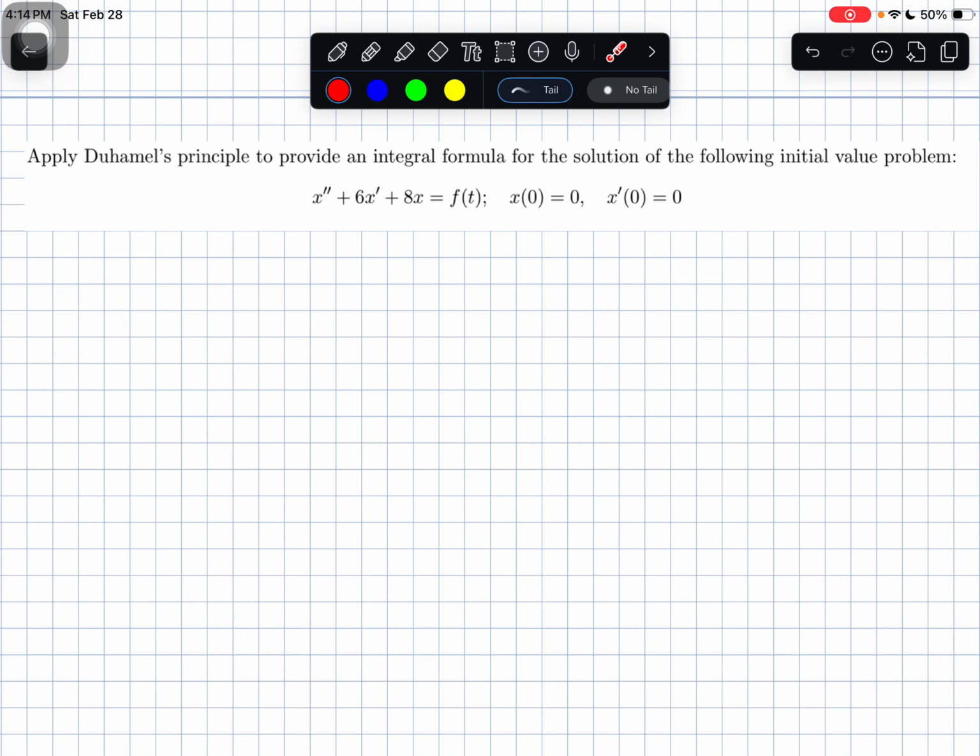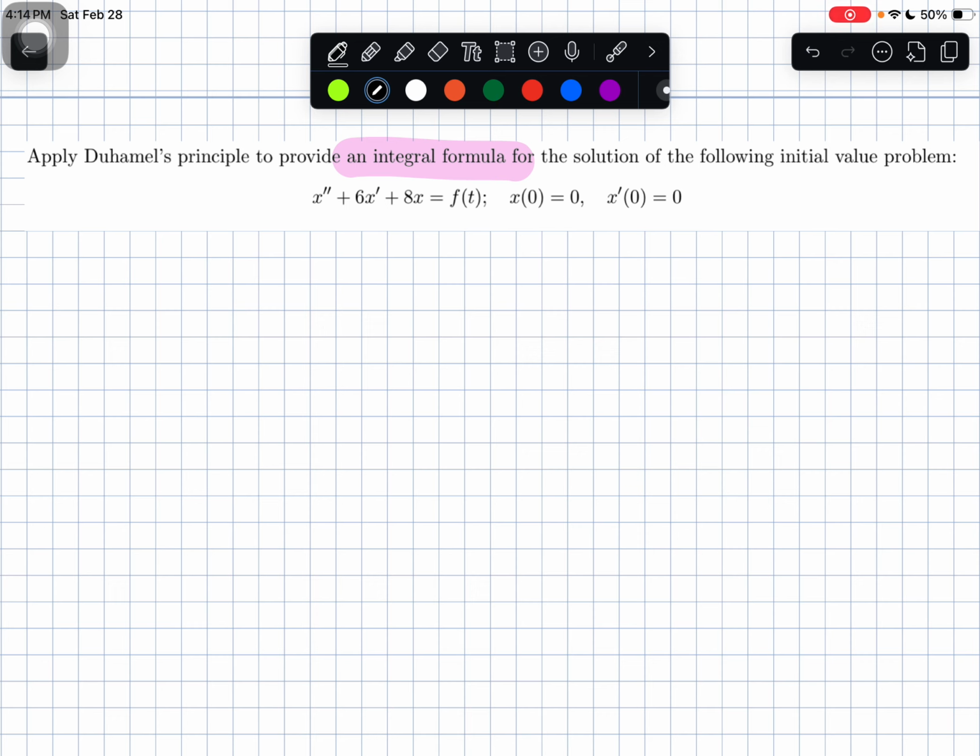Apply Duhamel's principle to provide an integral formula for the solution of this initial value problem. So we are trying to find the formula for x(t), and this will be an integral formula. By Duhamel's principle, this will be the convolution of the weight function and the function f(t) here. So let's do that.